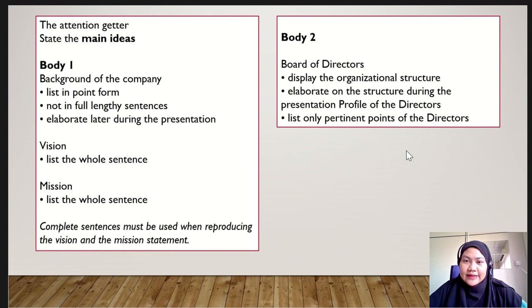Number 2 is that you talk about the board of directors. We are talking about the board of directors. The board must be more than one, right? And then you might want to talk about the organizational structure within the organization. For example, who's the CEO, the chief executive officer, who's the CFO, the chief financial officer, who's the chief operating officer, COO, things like that. All right.